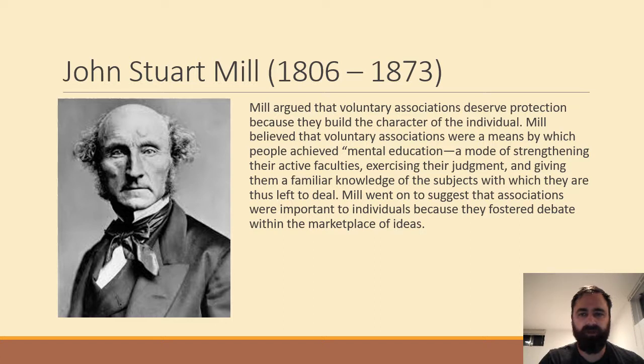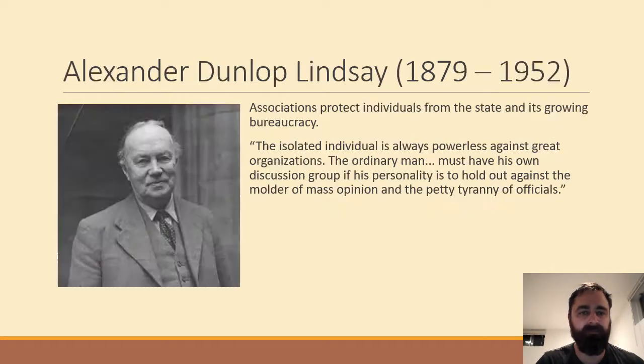Next, we have John Stuart Mill. Mill was part of the classic liberal tradition, and he argued that voluntary associations deserve protection because they build the character of the individual. Mill believed that voluntary associations were a means by which people achieved mental education, a mode of strengthening their active faculties, exercising their judgment, and giving them a familiar knowledge of the subjects with which they are thus left to deal. He went on to suggest that associations were important to individuals because they fostered debate within the marketplace of ideas.